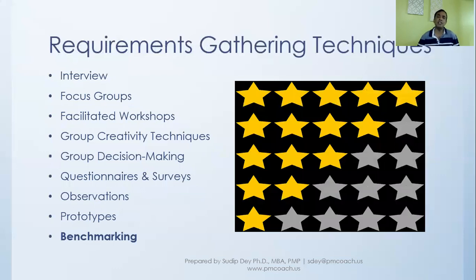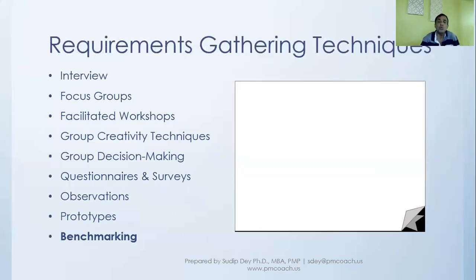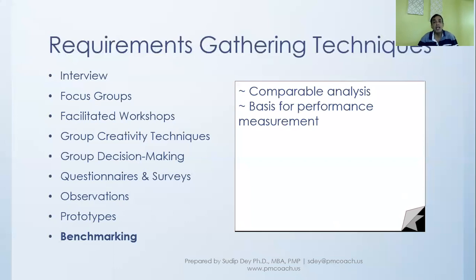Then another requirements gathering technique is what is called benchmarking. Benchmarking is where you compare with something else. Maybe you are not able to assess with all the different details that you have how you want to go about it, and so you go into benchmarking. So it is comparable analysis. You are comparing with something, and that is what benchmarking is. And it can be a basis for performance measurement.